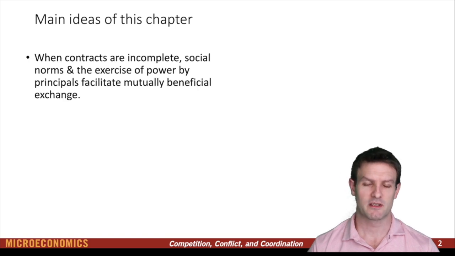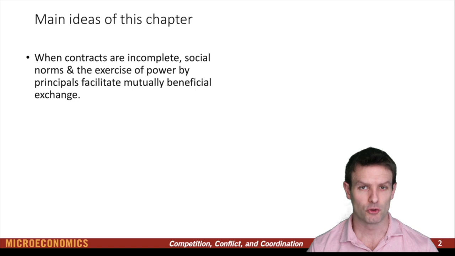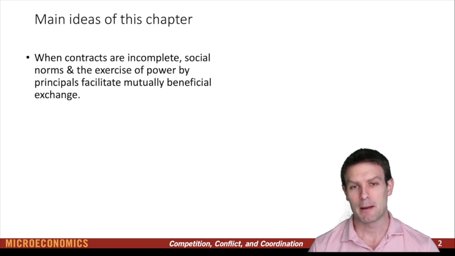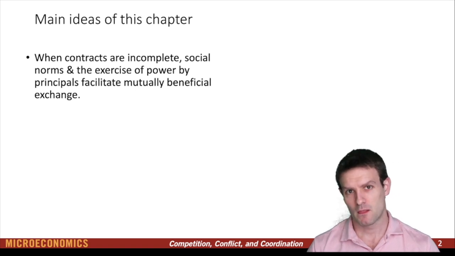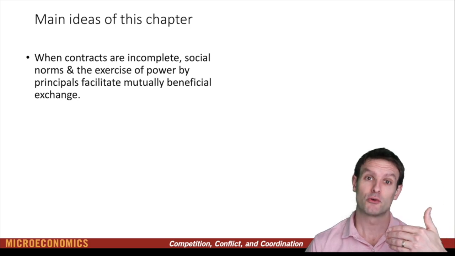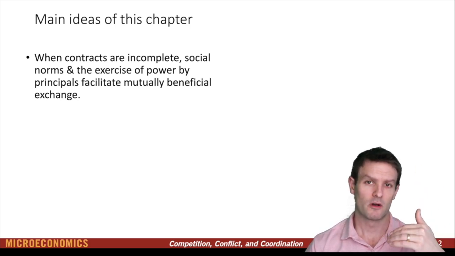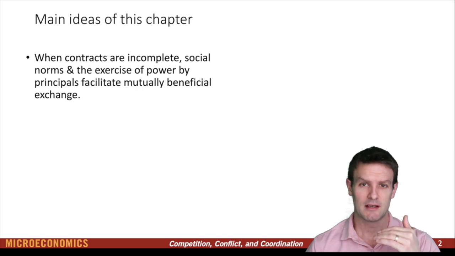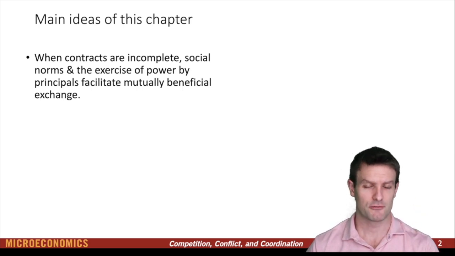Okay, so what else are we thinking about? Well, when contracts are incomplete, it's often the case that social norms and the exercise of power by principals can facilitate mutually beneficial exchange. What do we mean by this? When we have interactions between principals and agents, often those interactions are going to be repeated over time between a worker and an employer, between a lender and a borrower, between a subcontractor and someone paying for the contract.